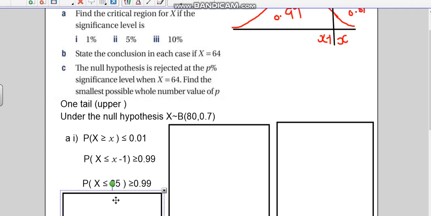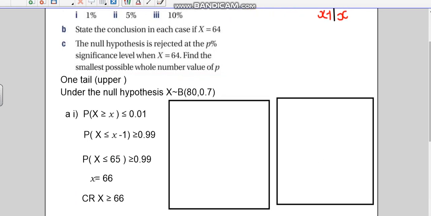So therefore 66 is the number I'm actually looking for. That's the other side, that is the first number in the critical region. So the critical region is anything greater than or equal to 66.